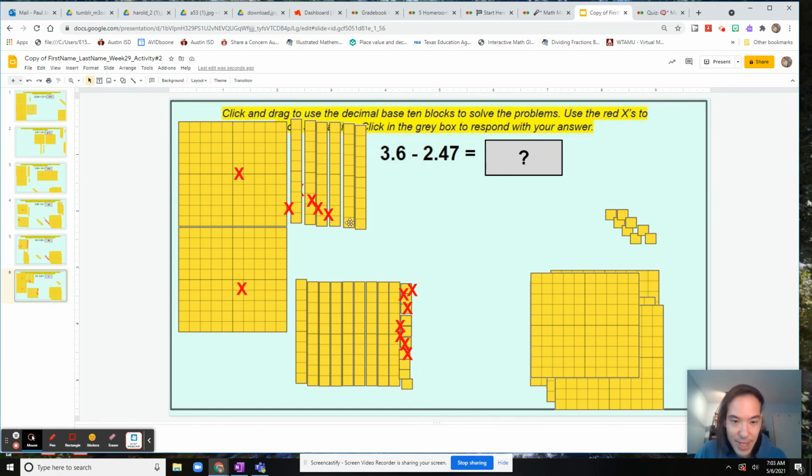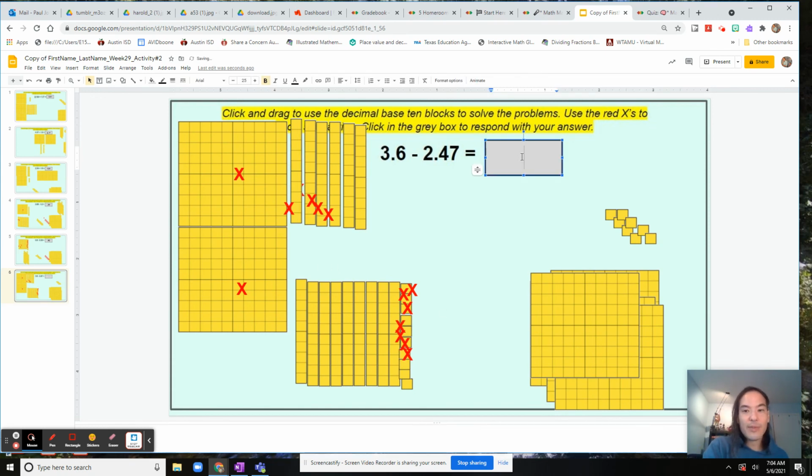So let's count what we have left. I know it looks bad, but let's figure out how much we have left. We have 1 tenth, 2 tenths, 3 tenths, 4 tenths, 5 tenths, 6 tenths, 7 tenths, 8 tenths, 9 tenths, 10 tenths. So we at least have one whole. Since we have 10 tenths, we have one whole, with 1 tenth left over. And then we have 3 hundredths right here left over. 1, 2, 3. So in total, we have 11 tenths. That's why we have 1 whole and 1 tenth, and then we have 3 hundredths.